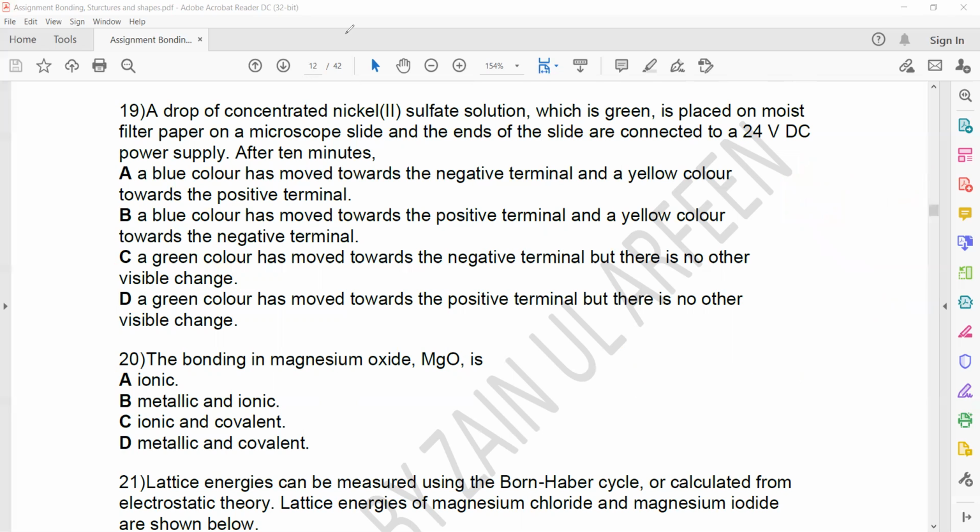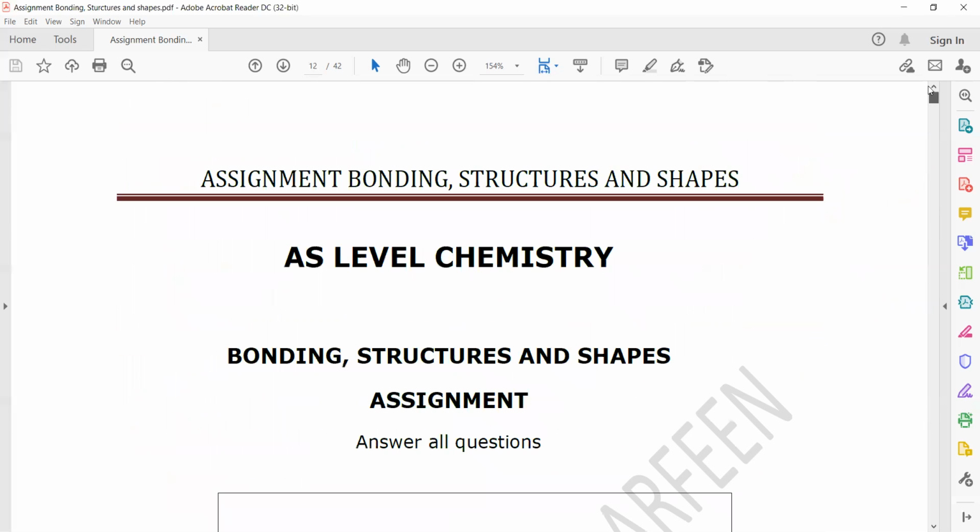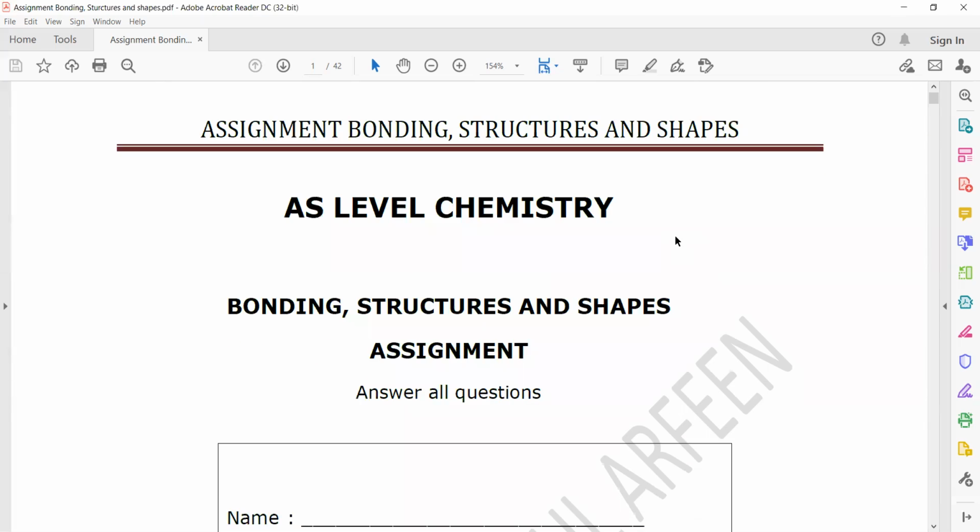So these are questions related to the topic bonding, structures and shapes of molecules. In the next session, we'll discuss more questions from this assignment. Any question related to the class today? So I'll end the session and share this recording.